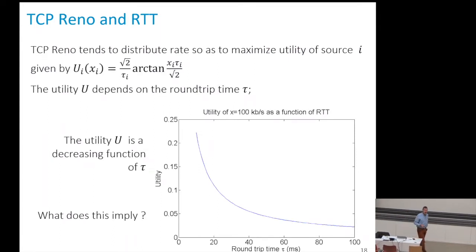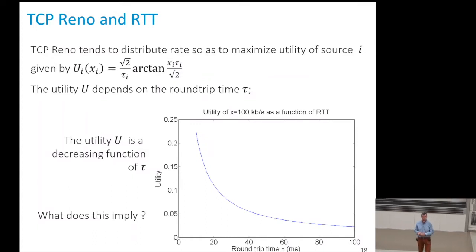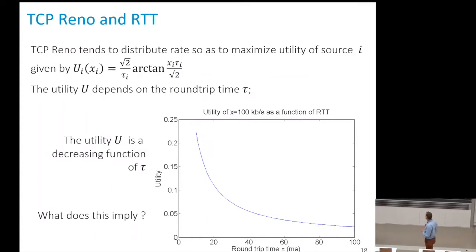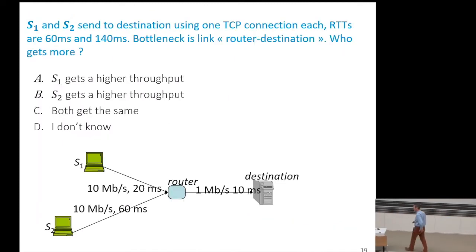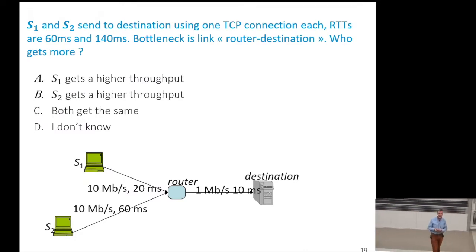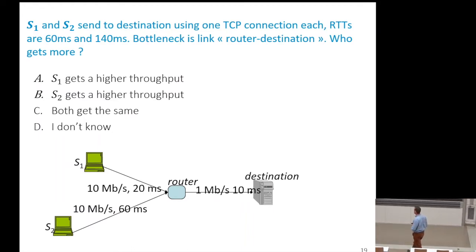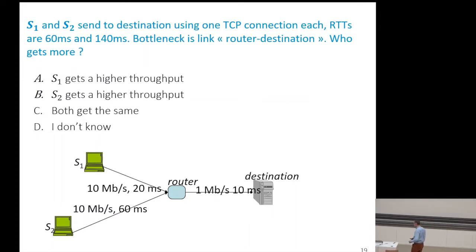Last week, we saw that the fairness of TCP Reno can be calculated and gives a utility function, which depends on the round-trip time in a way that decreases with the round-trip time. The question now is, what does it imply? To understand more concretely, here is a small example, and I'm asking you to take a position on which of the two sources, S1 and S2, will get the most.